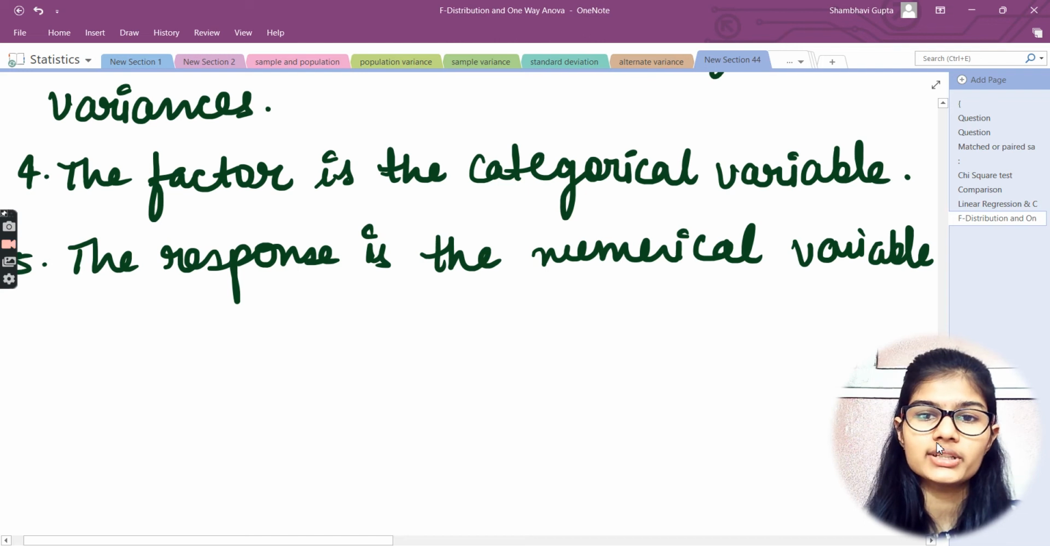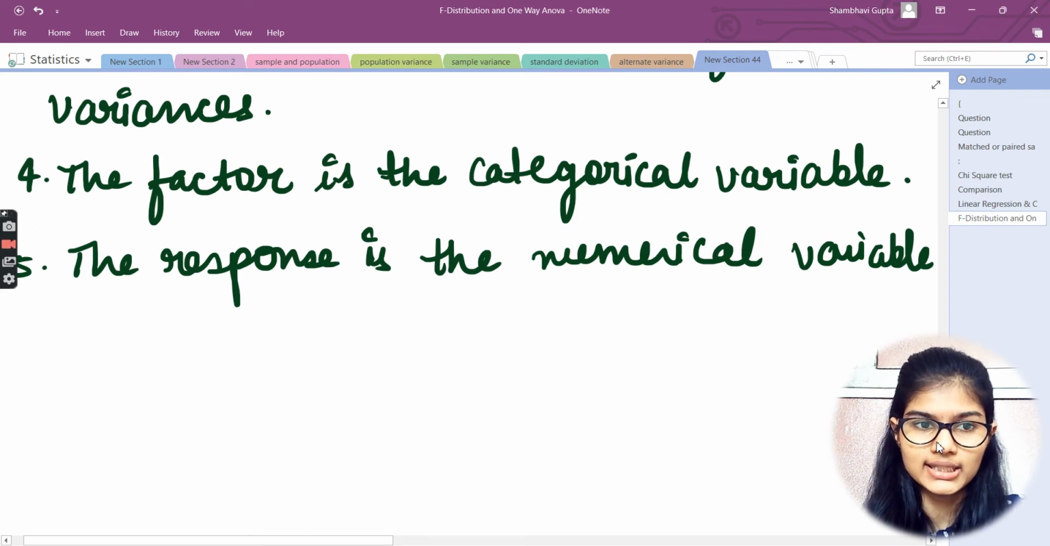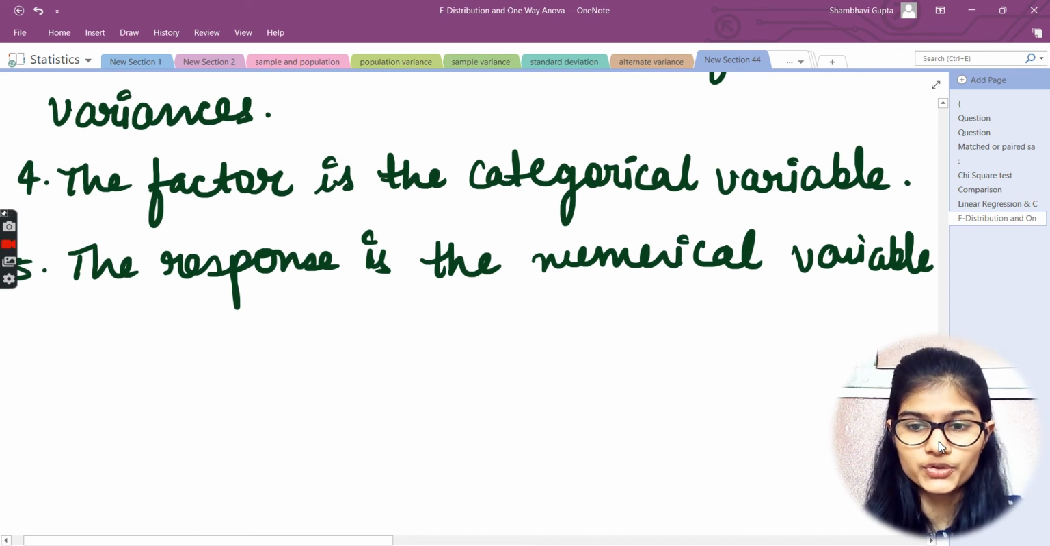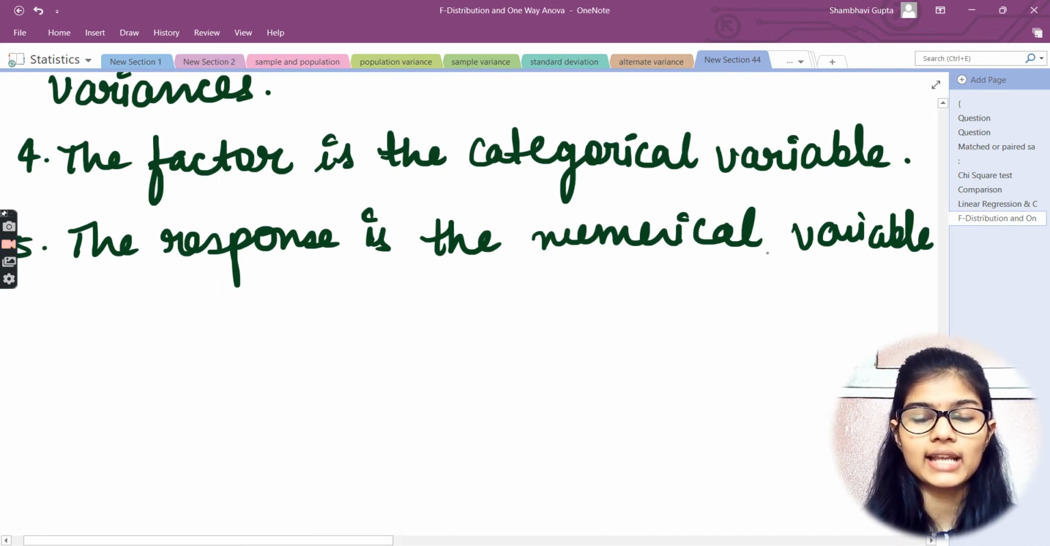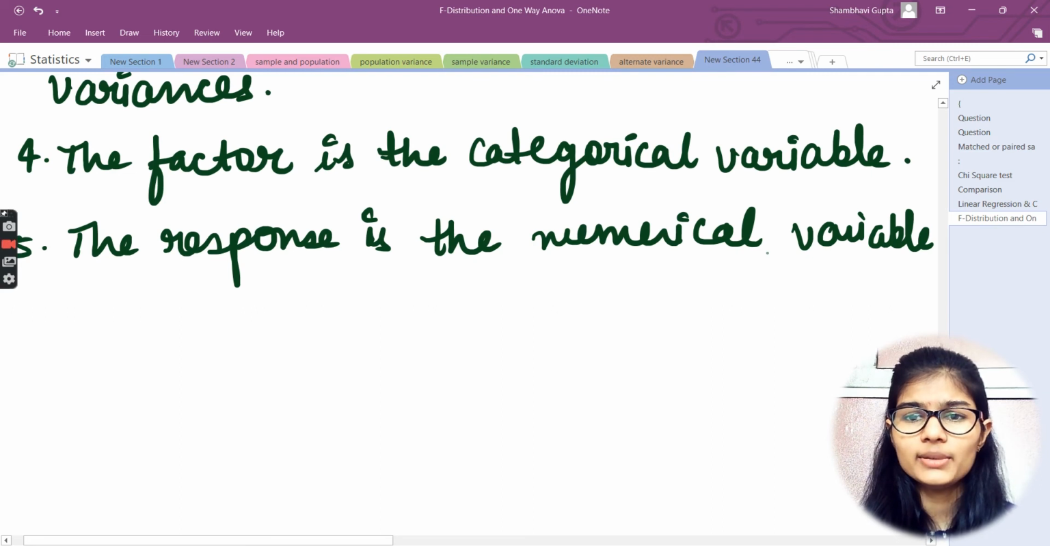Next, the factor is the categorical variable. When you go with the one-way ANOVA test, we have two particular things: the factor and the response. The factor is a categorical variable. What is a categorical variable? Categorical variables are variables in which you have characters, words, or alphabets. The variables in which you store characters or words are called categorical variables.